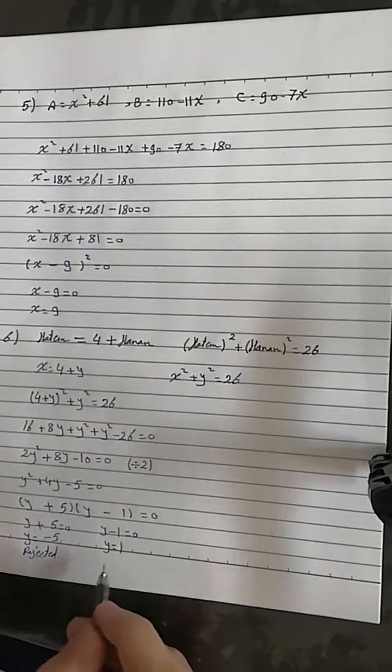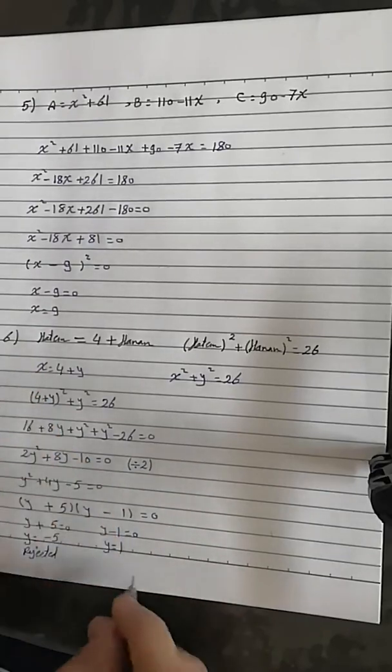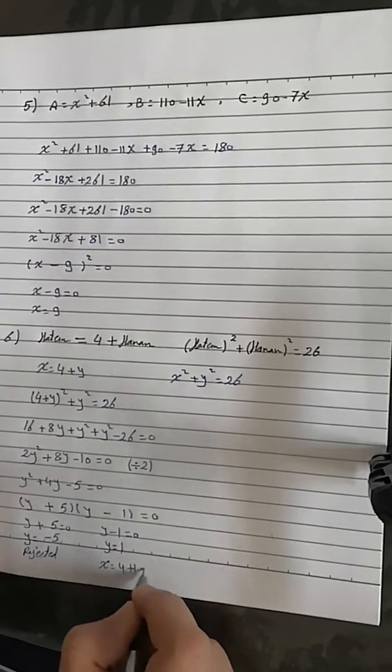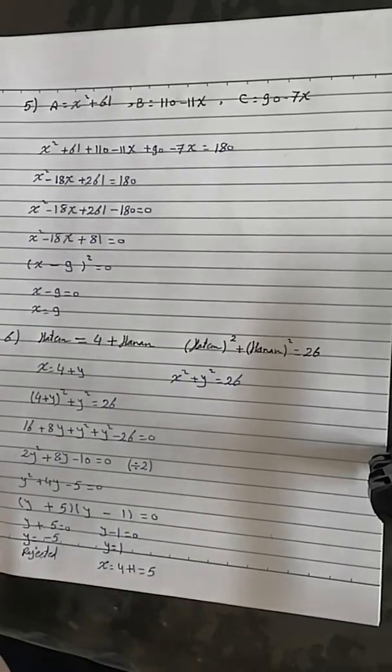If y equals 1, so x will be 4 plus 1 equals 5. Number 7, a right angle triangle.